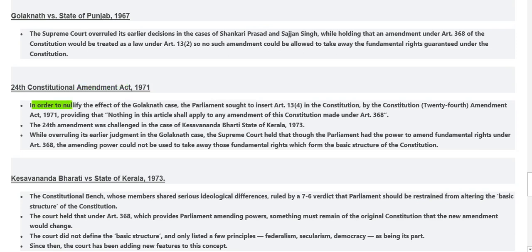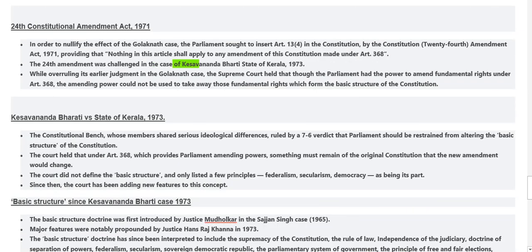24th Constitutional Amendment Act, 1971. In order to nullify the effect of the Golaknath case, the Parliament sought to insert Art. 13(4) in the Constitution, by the Constitution 24th Amendment Act, 1971, providing that nothing in this article shall apply to any amendment of this Constitution made under Art. 368. The 24th Amendment was challenged in the case of Kesavananda Bharati vs. State of Kerala, 1973.